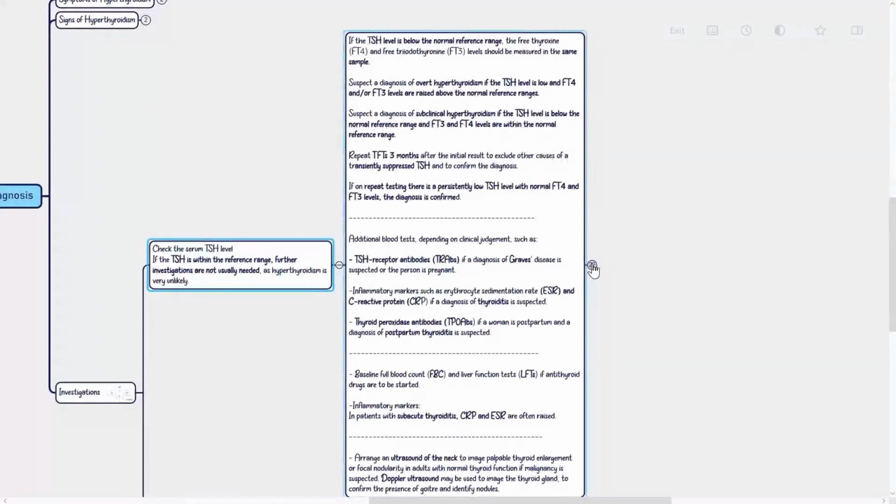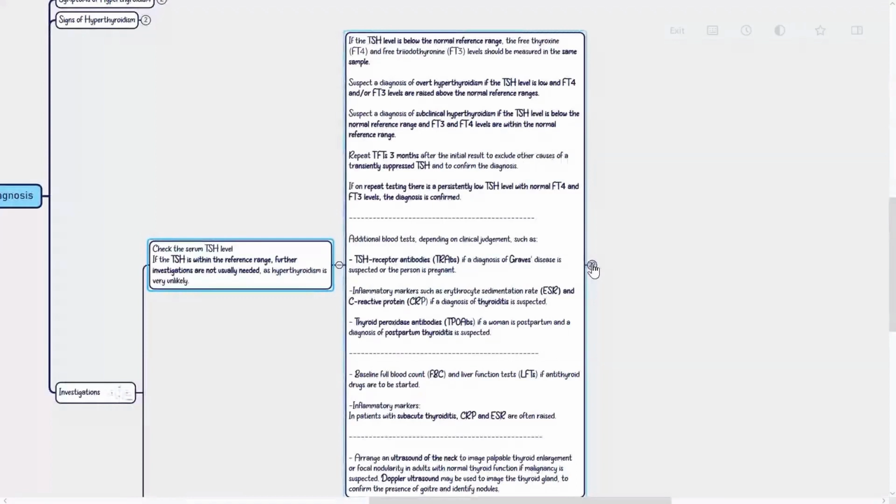Suspect a diagnosis of overt hyperthyroidism if the TSH level is low and FT4 and/or FT3 levels are raised above the normal reference ranges. Suspect a diagnosis of subclinical hyperthyroidism if the TSH level is below the normal reference range and FT3 and FT4 levels are within the normal reference range. Repeat TFTs 3 months after the initial result to exclude other causes of a transiently suppressed TSH and to confirm the diagnosis.